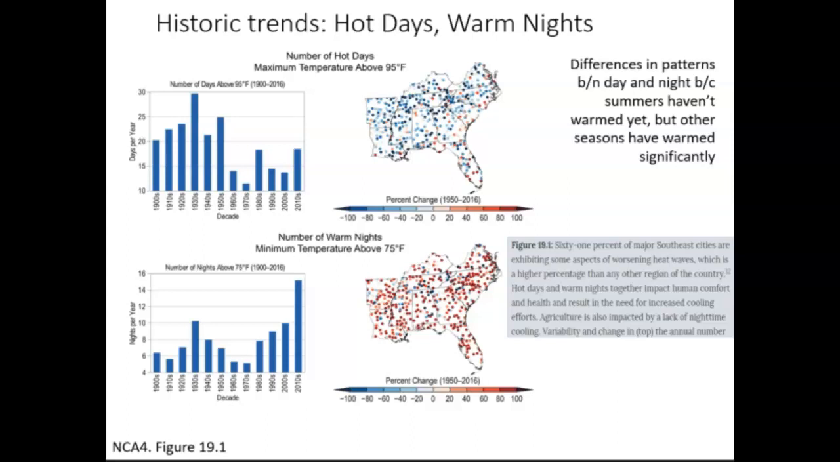Note that the high temperatures in the first half of the 20th century are due to several decades of extreme temperatures. Now, check out the bottom figure, which shows the frequency of warm nights above 75 degrees Fahrenheit in the Southeast. Notice the strong, clear trend for more warm nights from the 1970s onward. This is more typical of temperature trends throughout the U.S. and around the world. Finally, note the caption in blue, which explains that 61% of the southeastern cities are now contending with worsening heat waves, and this is more than in any other region in the U.S.